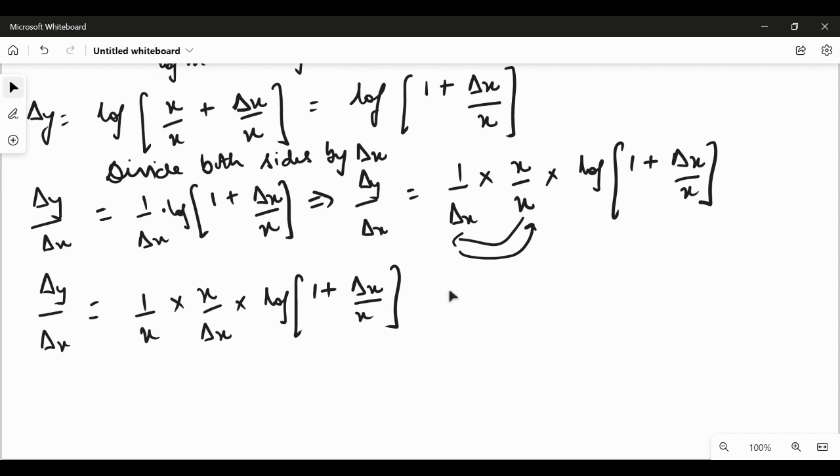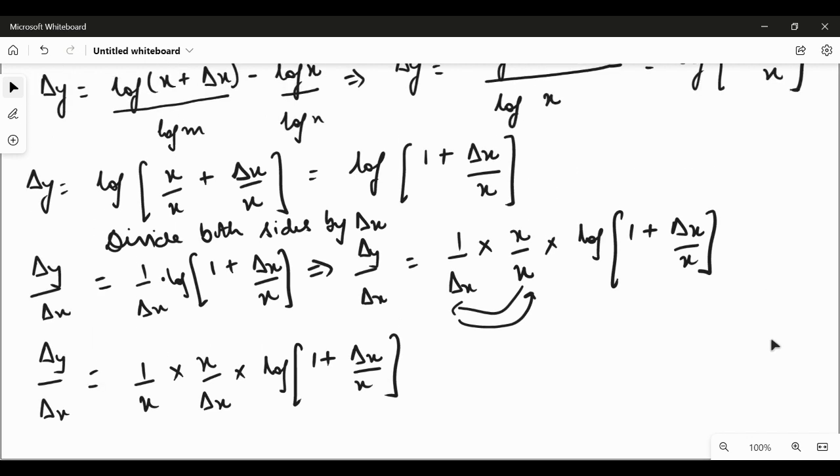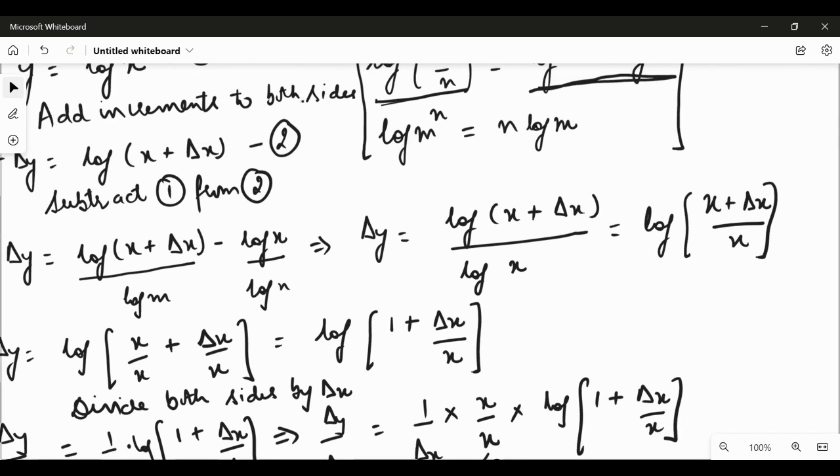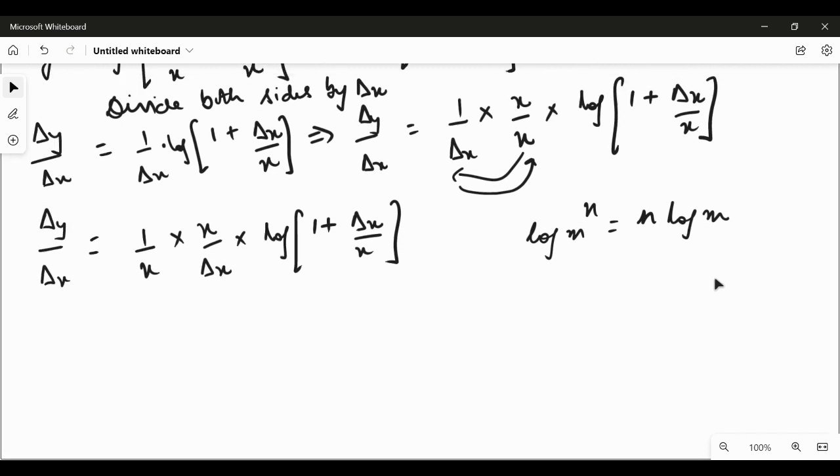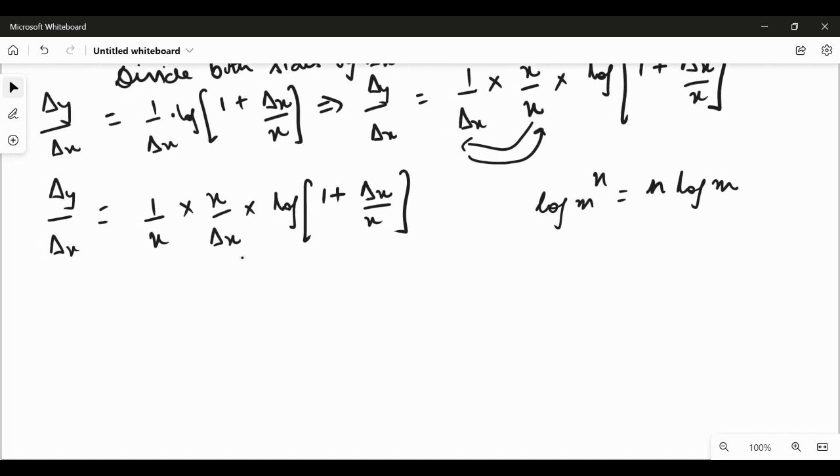Clear? Now I have explained earlier also another property, that log m to the power n is equal to n log m. That is the property. And what it means here is that I will take this as n and this as m.